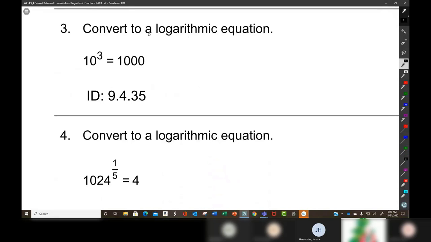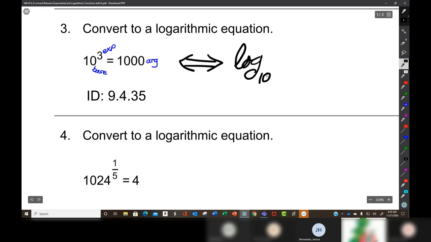Now we're going to convert to a logarithmic equation from an exponential equation. Okay, this is the base. 3 is the exponent. So 10 to the 3rd power equals 1,000. That's true. This is our answer here, but it will become our argument. All right, we're going to have the word log. Now the base is going to be down here. The exponent is going to be over here. And the argument is going to be in here.